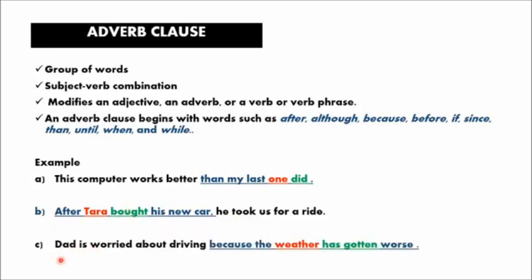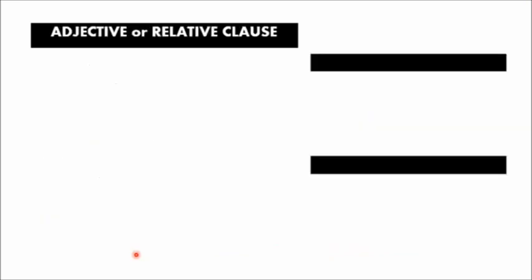Third example. Dad is worried about driving because the weather has gotten worse. Because the weather has gotten worse is an adverb clause. The weather is the subject, has gotten is the verb phrase. The clause modifies the adjective worried.